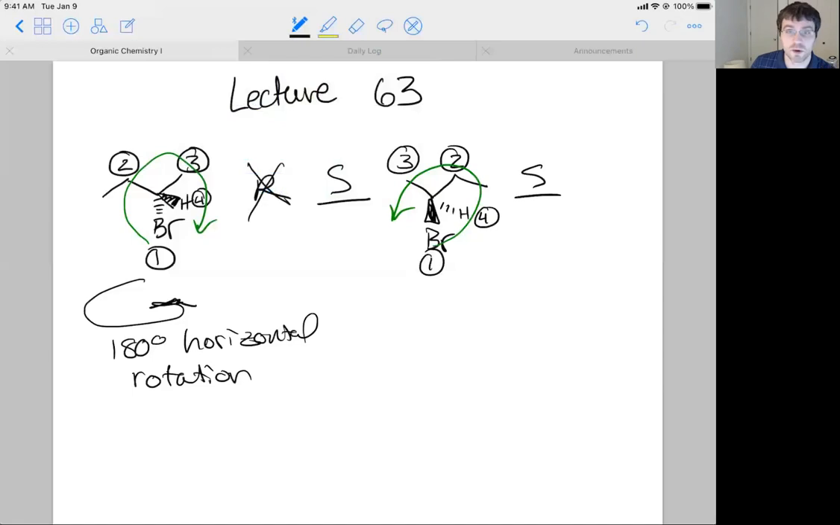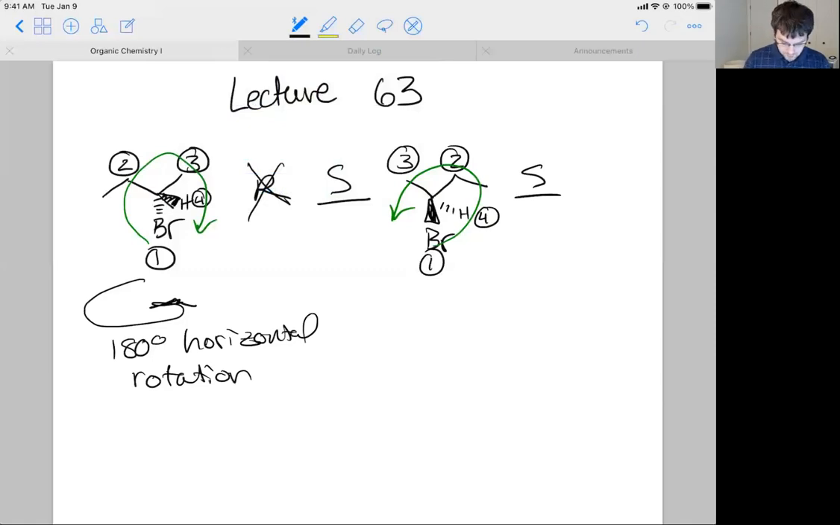But if Willoughby wants me to figure out whether it's R or S, I can tell him the correct answer. I can tell him that it's S in this case. And I've shown a lot of my work. I prioritized the groups, which is more important to Willoughby at this stage than rolling the molecule around correctly. That's really helpful. That's good to know.